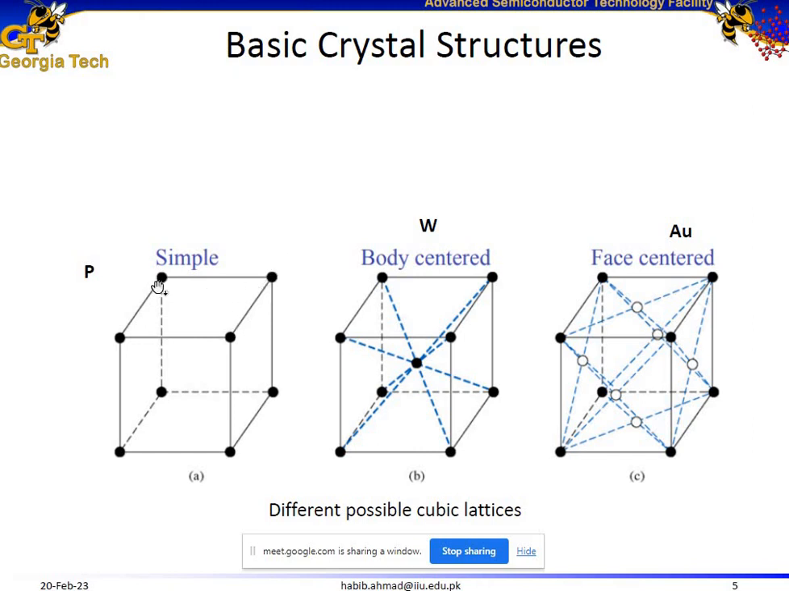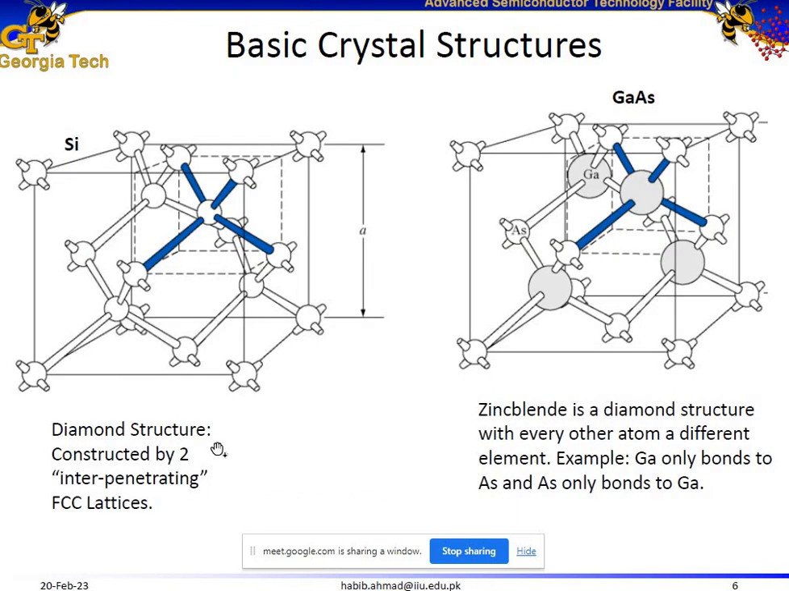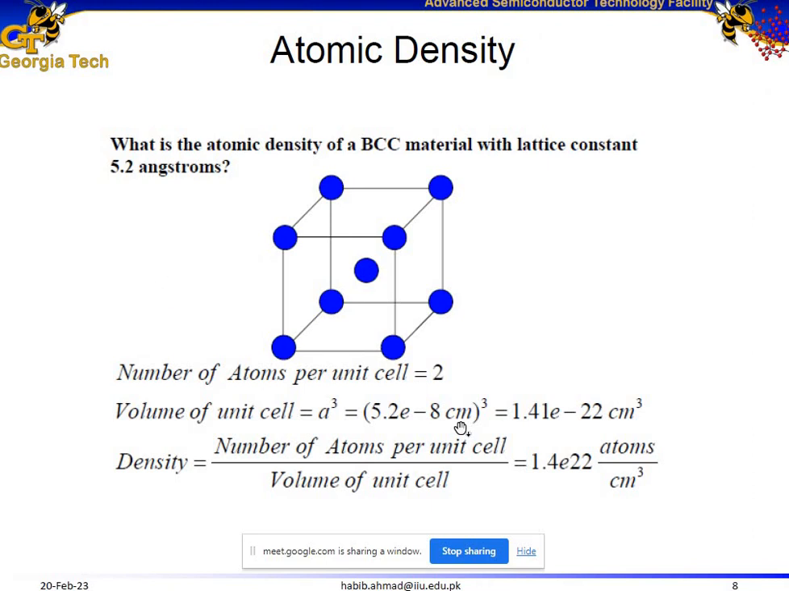So the simple cubic structure actually gives 1 atom per cubic structure. And then if you want to calculate the atomic density, you need to calculate it as the number of atoms per unit cell divided by the volume of the unit cell. For volume, you need to determine the dimensions of the unit cell as well. For example, what is this distance between these 2 atoms? We call it the lattice constant.